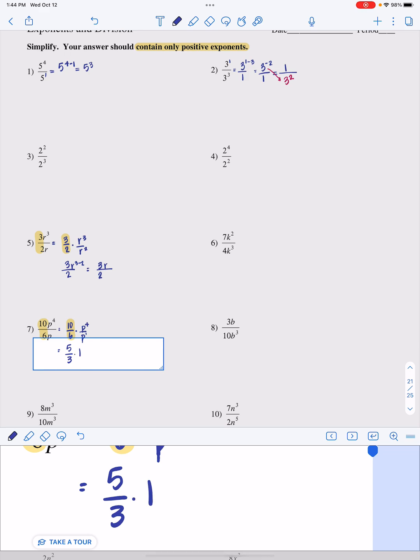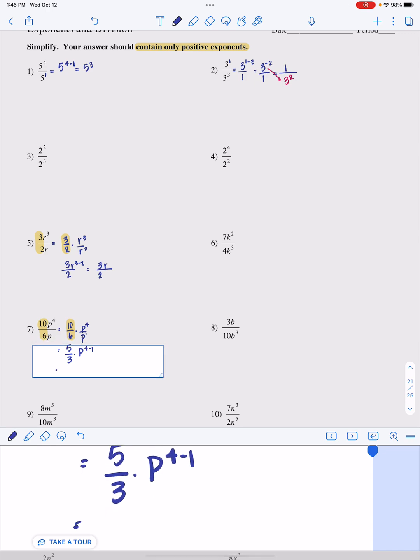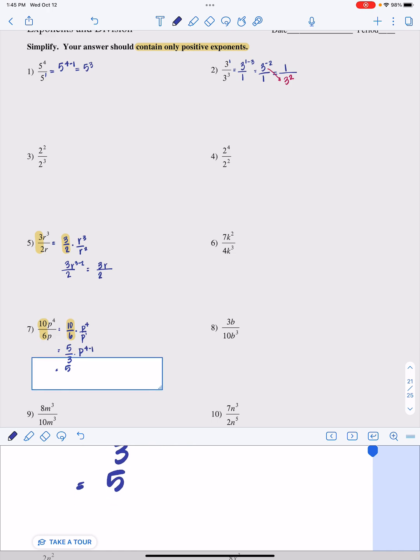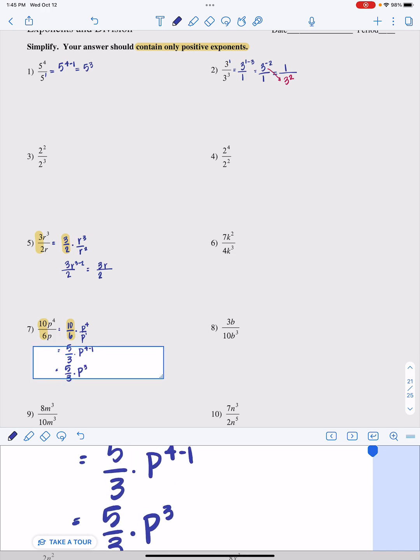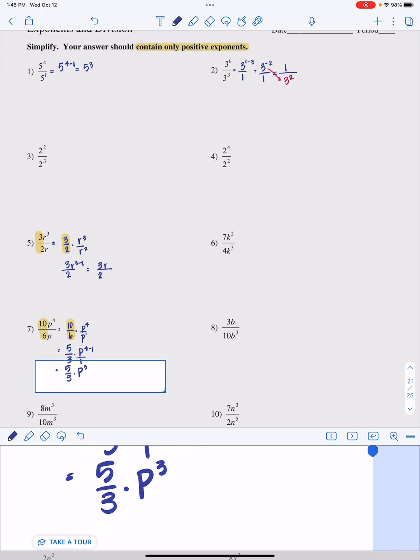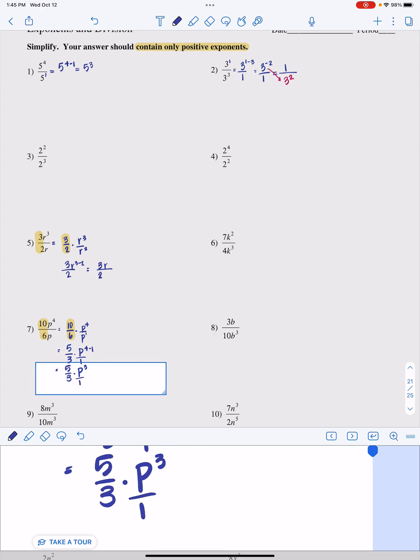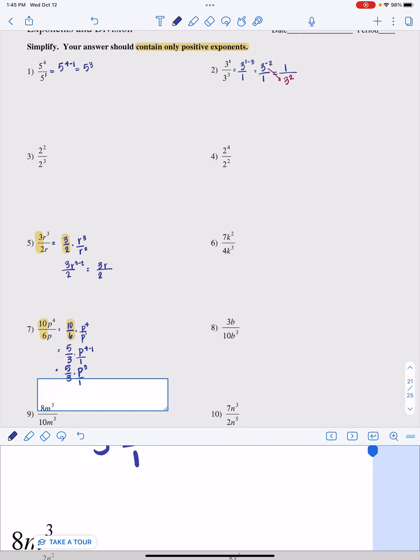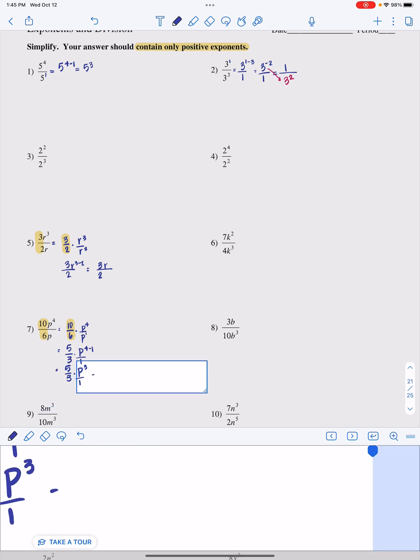And then I have p to the 4th minus 1. My 5/3 stays the same. 4 minus 1 is 3. I'm going to go back and put these over 1, so I maintain the image of the fraction. Once I'm finished, I can put my pieces back together. And this becomes 5p cubed over 3.